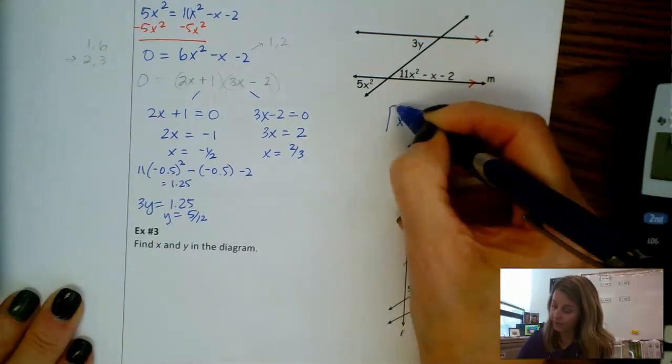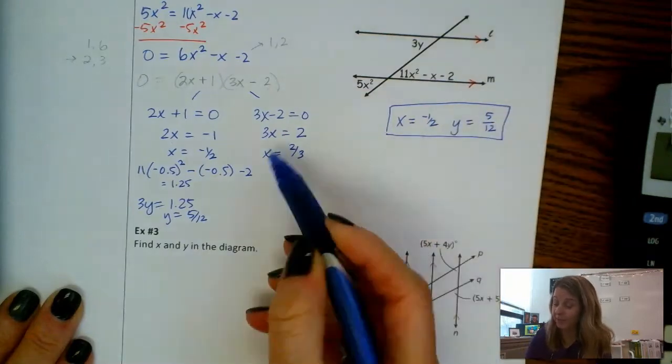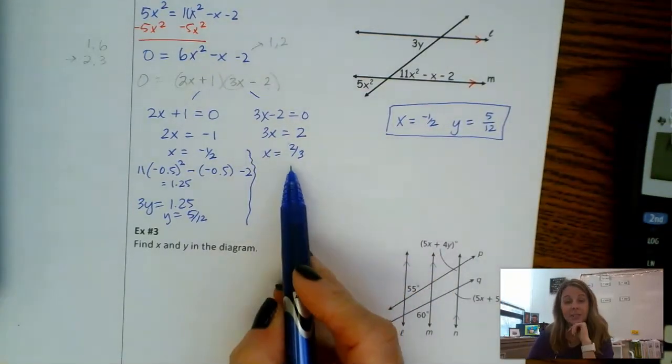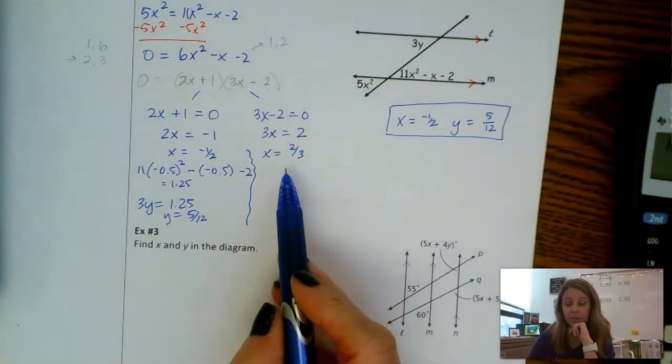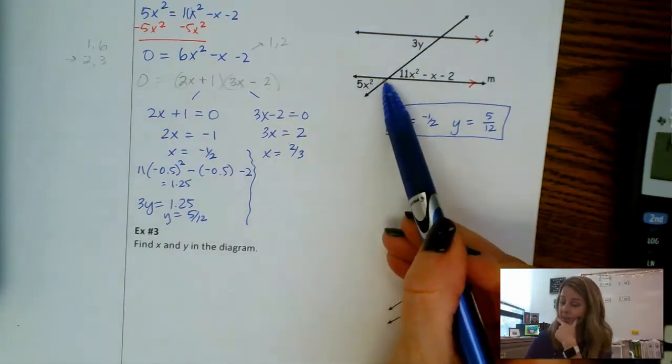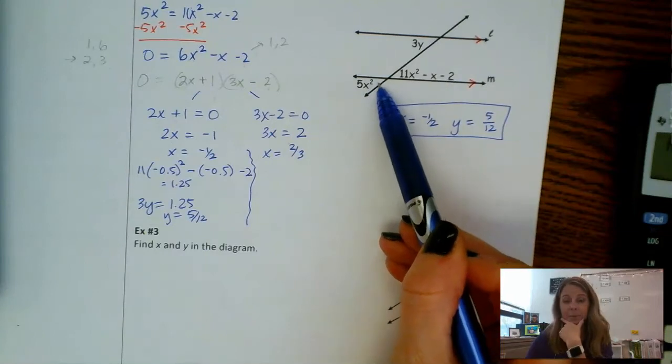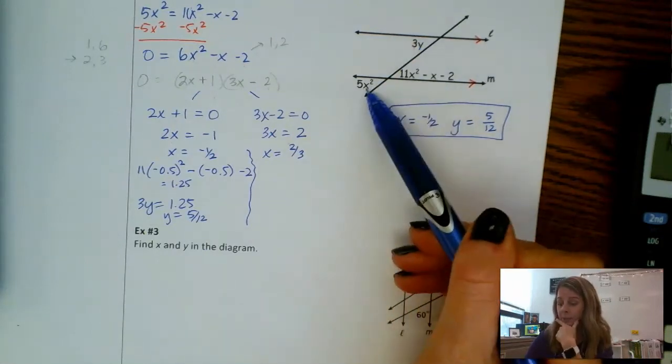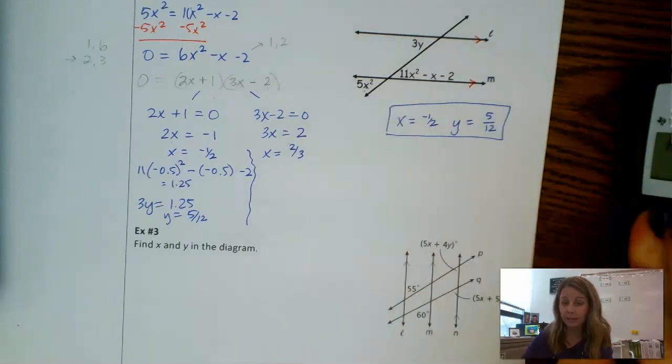Okay, that's one answer. So now I got to do the same thing if x is 2/3. All right, so let's plug in. Let's do a different one. Let's take this angle right here. This probably would have been an easier one to do. 3y is equal to 5x squared. Okay, so let's figure out what that angle is.